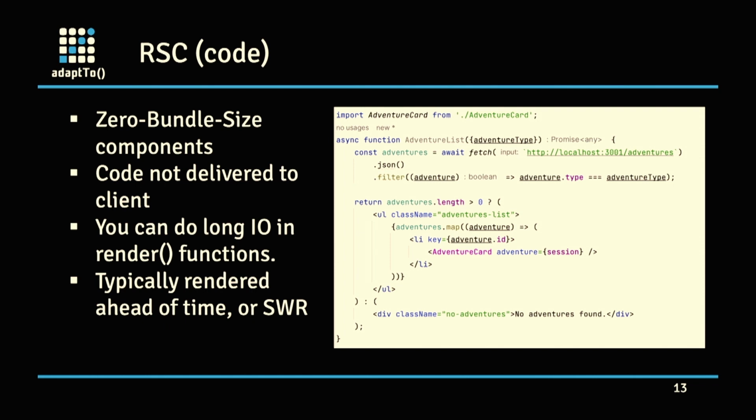So if the adventure list here is rendered on a server only, and there's no reason to render it on the client because it's not interactive, right? It's basically expanding a content fragment in HTML. You're only going to run it on the server when you need it. So you can cache it, you can do stale-while-revalidate, right?